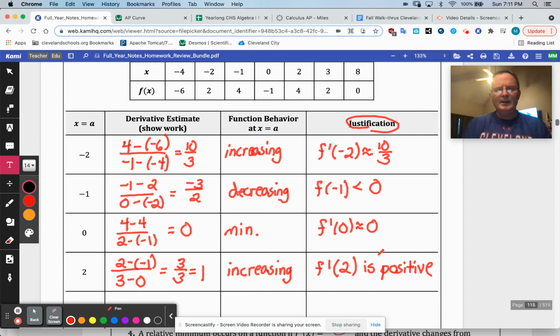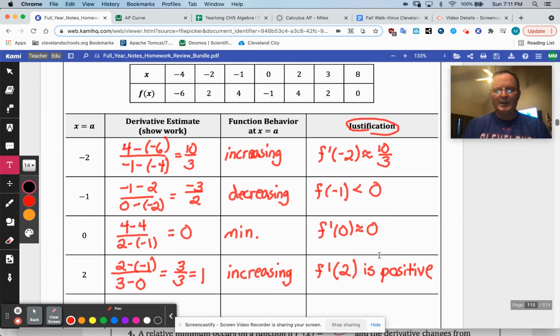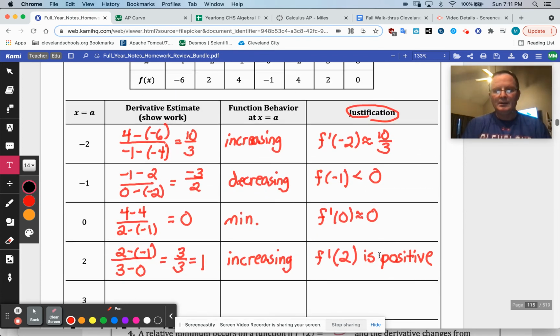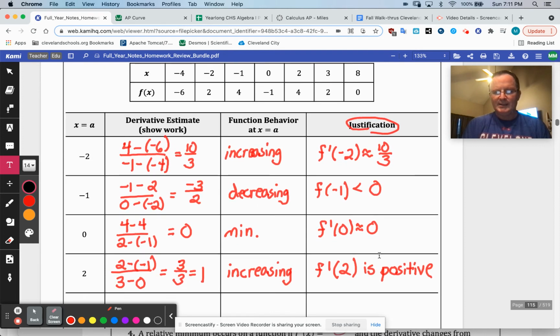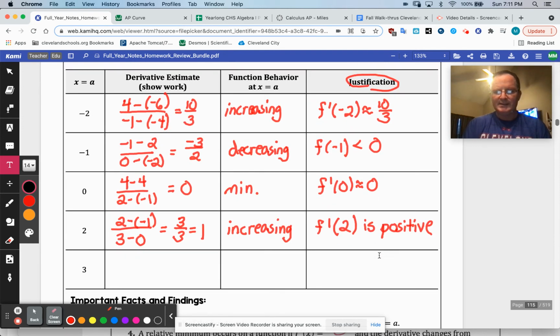All right, let's see what we got. Now we're doing 3, and we're going to use the x values of 2 and 8. So y2 minus y1 is 0 minus 4, and my denominator is 8 minus 2. So I have -4/6, which is -2/3.